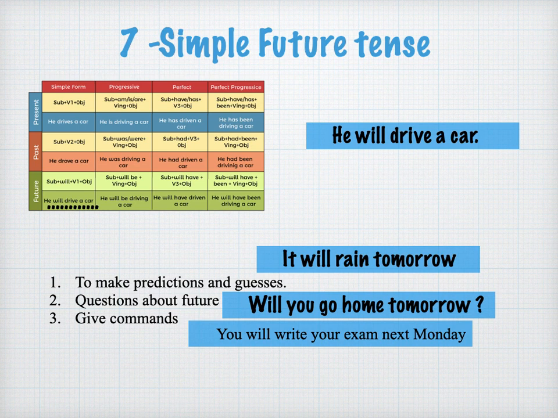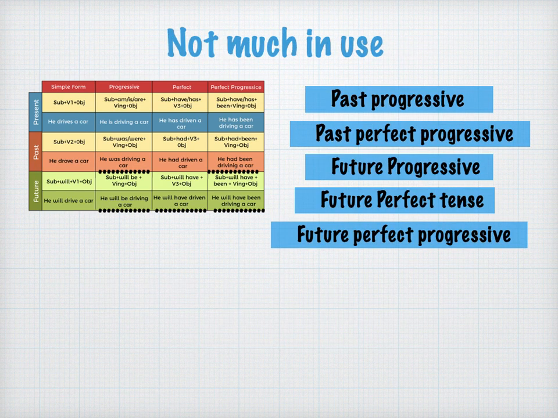So, in short, there are only 7 tense forms which we are using on a regular basis. Now, the remaining 5 tense forms, okay, there are 12 tense forms in total. We have discussed 7 tense forms because the remaining 5 tense forms like past progressive, past perfect progressive, future progressive, future perfect tense, and future perfect progressive, these tenses are not much in use and therefore they have been omitted from your text.